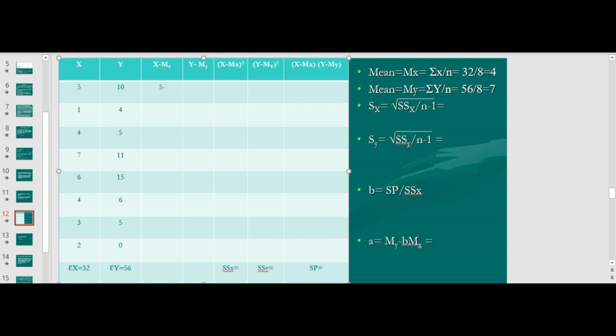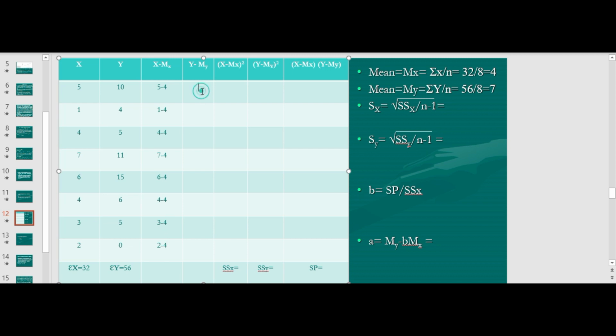5 minus 4, 1 minus 4, 4 minus 4, 7 minus 4, and 6 minus 4, 4 minus 4, 3 minus 4, and 2 minus 4. We reach the deviations 1, -3, 0, 3, 2, 0, -1, -2.